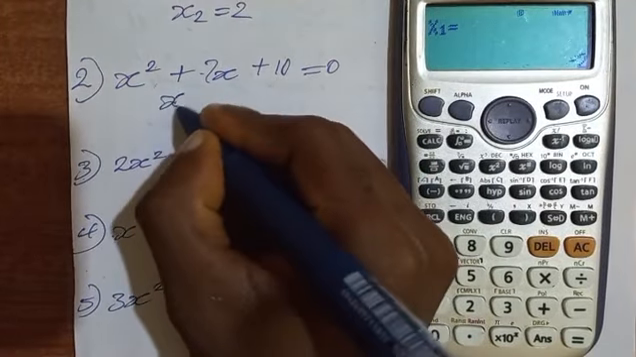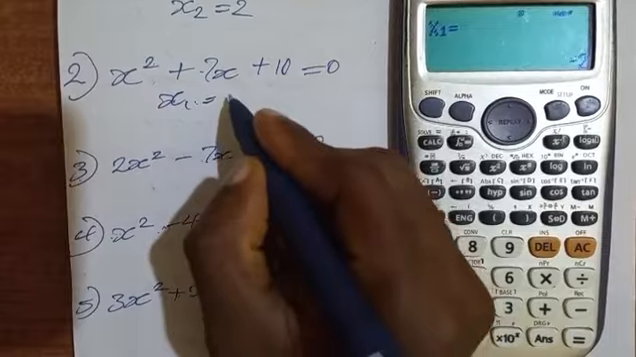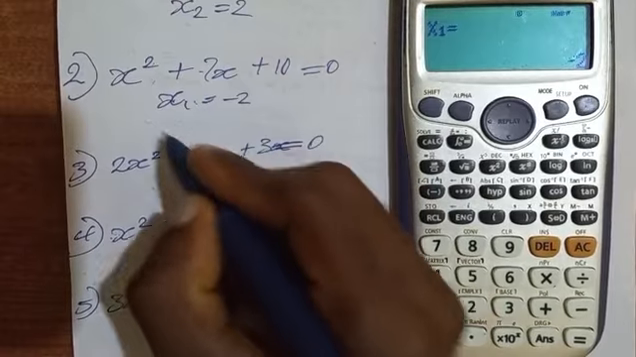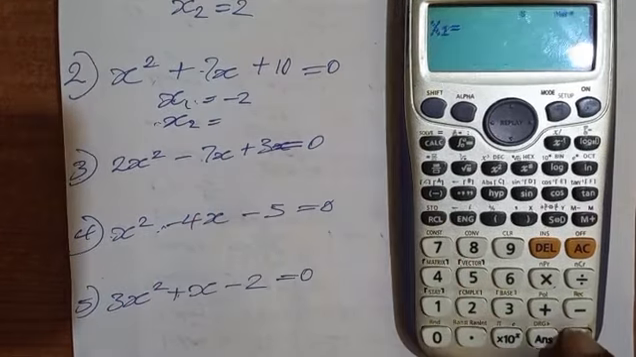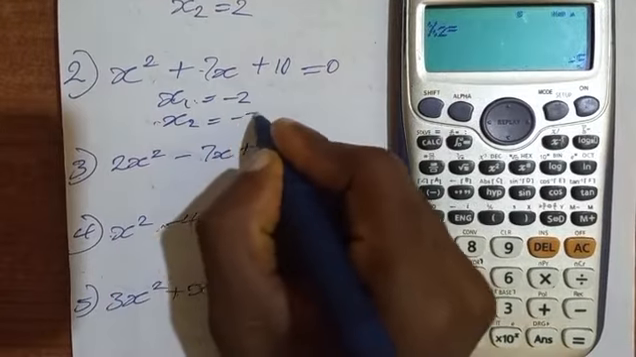So x1 is equals to minus 2, and x2 equals to minus 5.